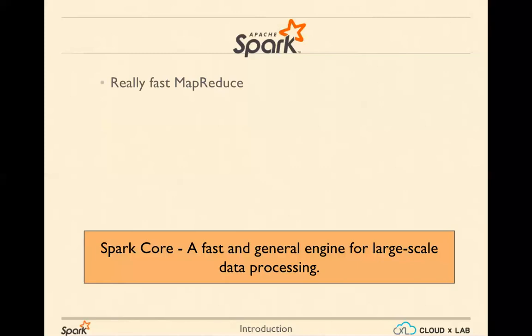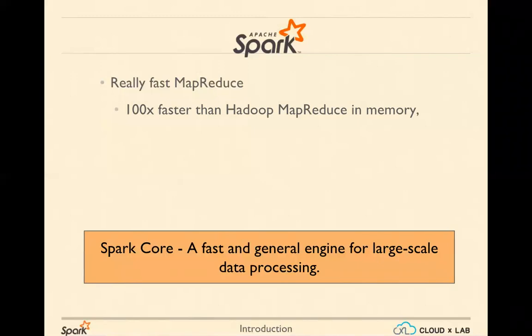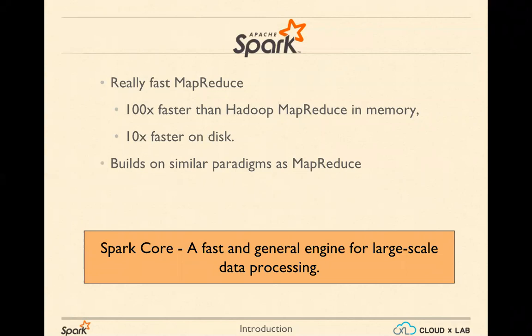It's essentially a really fast MapReduce. As per their claim, it's around 100 times faster than Hadoop. Hadoop's MapReduce, not the entire Hadoop. Hadoop has a component called MapReduce that provides the processing on top of the file system, right? And Spark is a competitor for the Hadoop MapReduce, and it's around 100 times faster if you run Spark in the memory. It's around 10 times faster if you're using the disk, and it builds on similar paradigms as MapReduce.